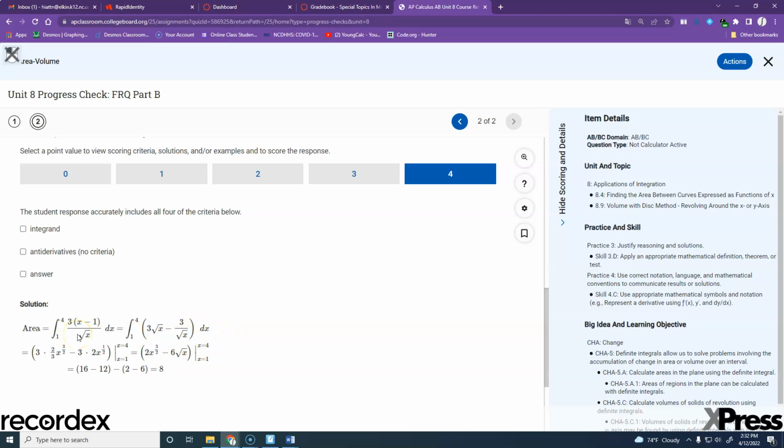Love connection. Yeah, they're dividing both of those by the square root of x. Yes, that'll work.